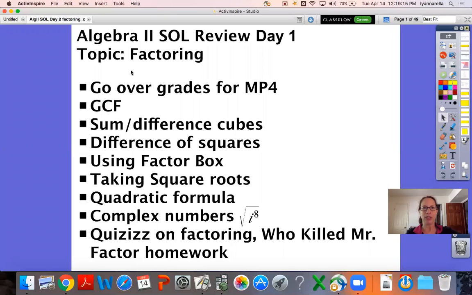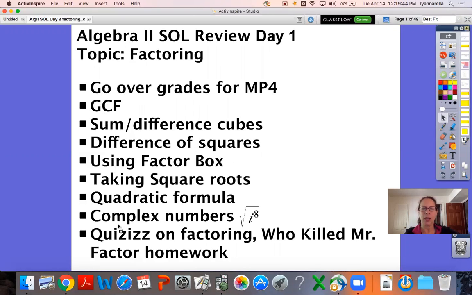So here's what we're going to do today. This is our agenda. Today's topic is all about factoring, probably the single most important skill we learned in Algebra 2, as you know. I'm going to talk about your grades for marking period 3 and marking period 4. Then we're going to go straight into factoring: the greatest common factor, the sum and difference of cubes, the difference of squares, perfect square trinomials, factor boxes, square roots, and the quadratic formula.